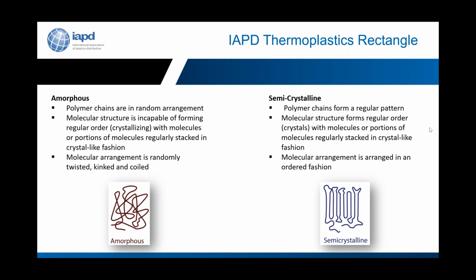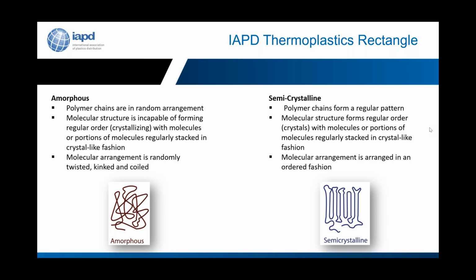The amorphous thermoplastics, the polymer chains are in a random arrangement. The molecular structure is incapable of forming regular order or crystallizing, with molecules or portions of molecules regularly stacked in crystal-like fashion. The molecular arrangement is randomly twisted, kinked, and coiled. The alternative is the semicrystallines. The semicrystallines, the polymer chains, they form a regular pattern. The molecular structure forms regular order or crystals, with molecules or portions of molecules regularly stacked in crystal-like fashion. The molecular arrangement is arranged in an ordered fashion.